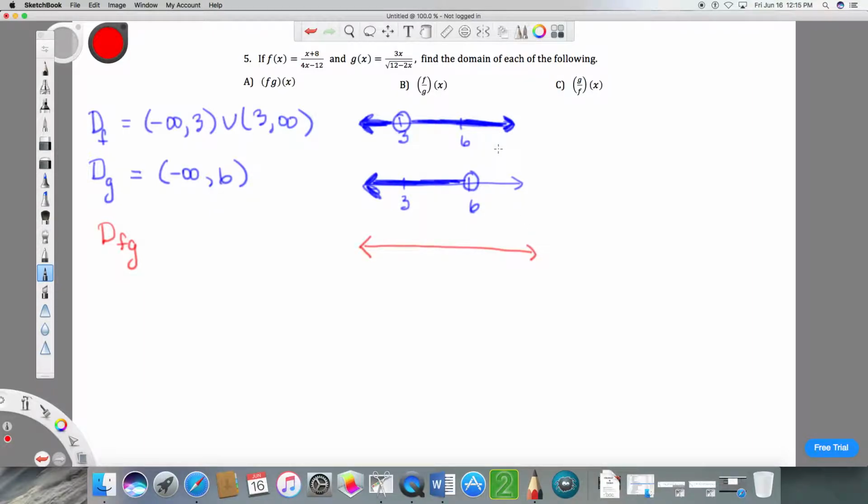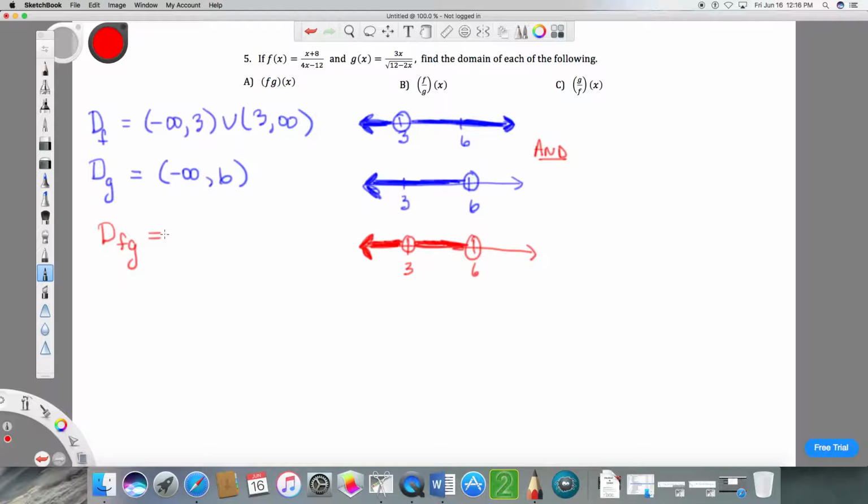You have to be in both sets to be in the intersection. So that's where that idea of "and" comes from. 3 is not in both sets. 3 will not be in my intersection. 6 is not in both sets. It will not be in the intersection. But to the left of 3 is in the top set and it's in the bottom set. Therefore, to the left of 3 will be in the intersection. Numbers that are between 3 and 6 are in both of these sets. Therefore, they'll be in the intersection. To the right of 6 is not in the second set. It will not be in the intersection.